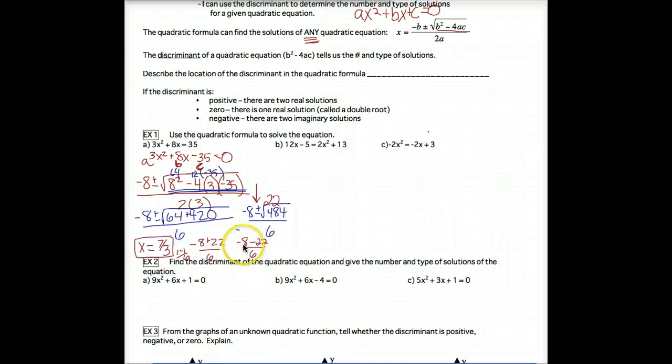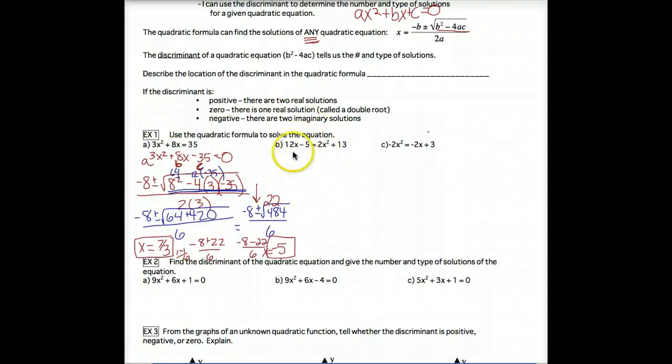This one over here, negative 8 minus 22 is negative 30. Divided by 6 is negative 5. So that one did come out evenly. So x equals 7/3 and x equals negative 5 are our two solutions. Again, notice how I simplified it. I simplified the squared and this multiplication first before I added, and then I did that before I dealt with any of the other items there.